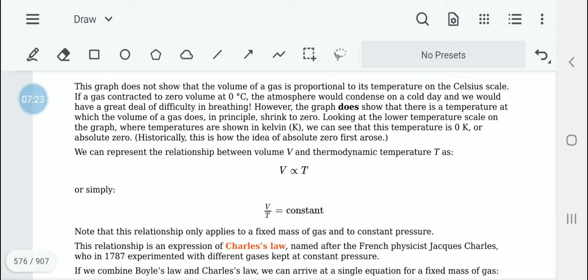Theoretically, it can be shown that a gas would have zero volume at 0 Kelvin. This relationship applies only to a fixed mass of gas at constant pressure.